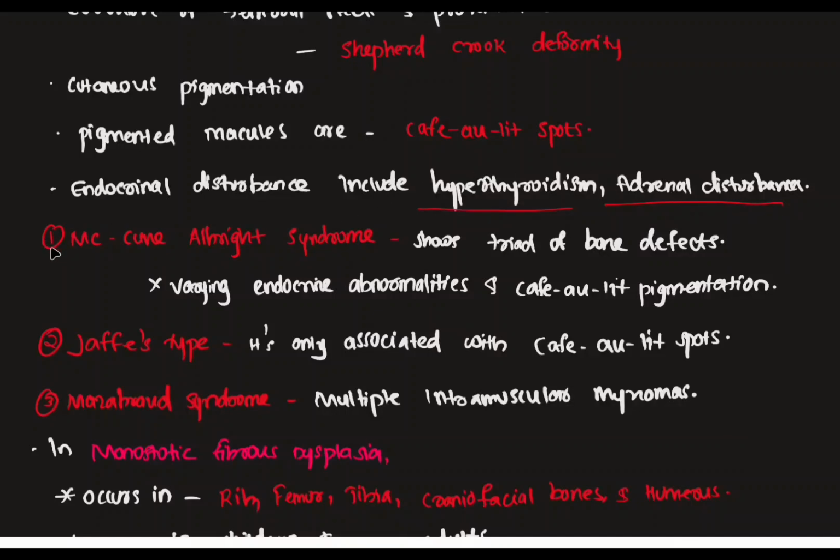Some syndromes are seen in polyostotic fibrous dysplasia. They are McCune-Albright syndrome. It shows a triad of bone defects, varying endocrine abnormalities, and café-au-lait pigmentation. Another one is Jaffe's type. So it's only associated with café-au-lait spots. And the last one, Mazabraud syndrome. It shows multiple intramuscular myxomas.